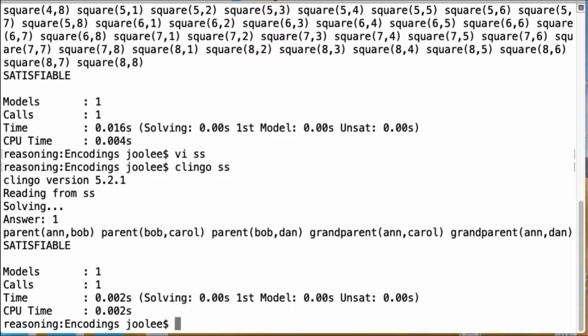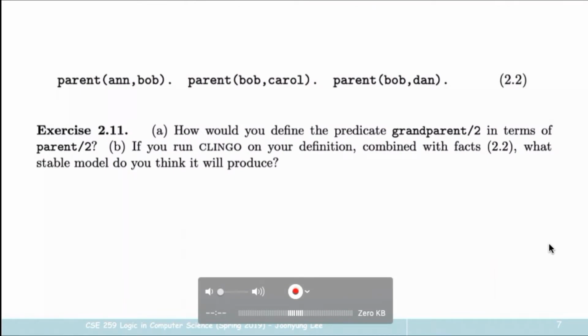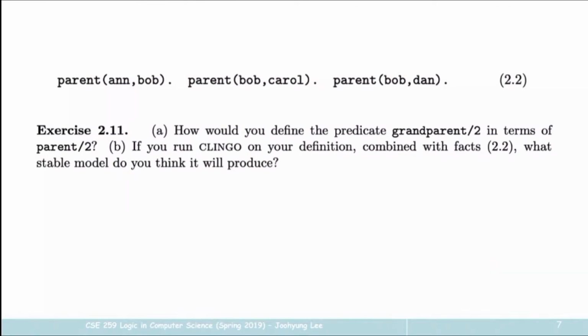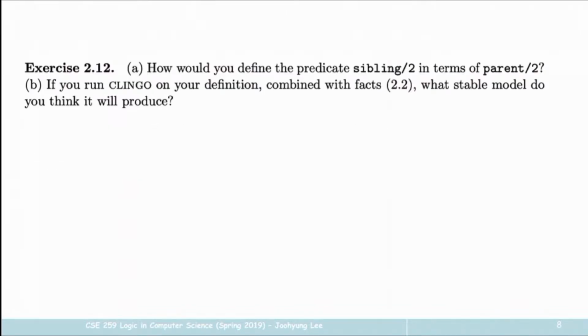In addition to the parent relationship that we gave, we also derived a new relationship. So N is a grandparent of Carol, and N is also a grandparent of Dan. So we achieved this. Good. Any questions about this? The next question we already did, so if you run Clingo, you will get this. Good. The next question is about the sibling.